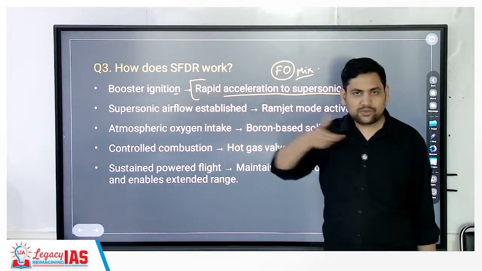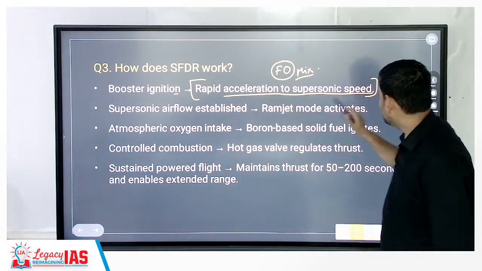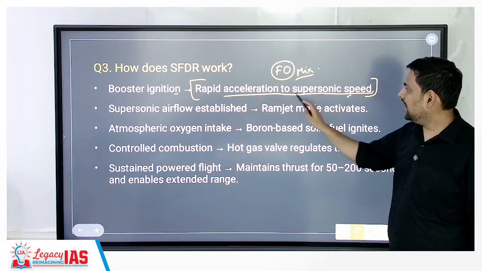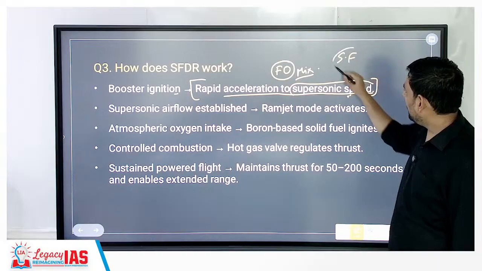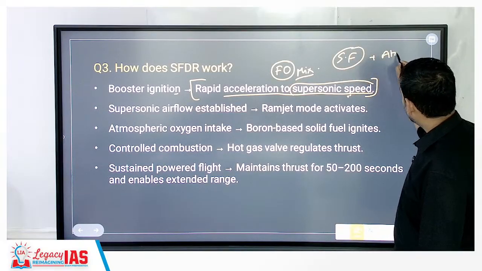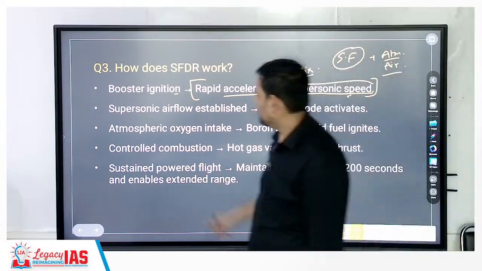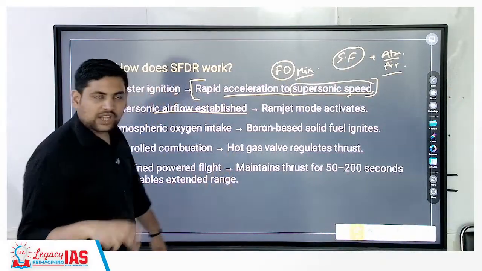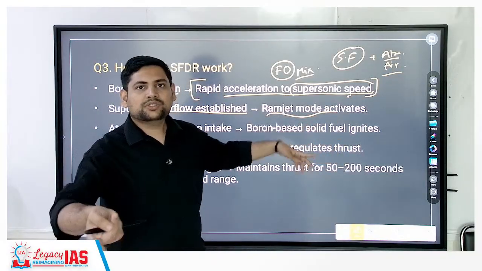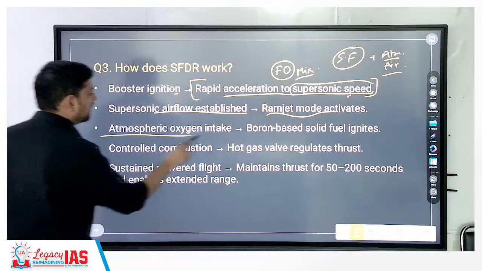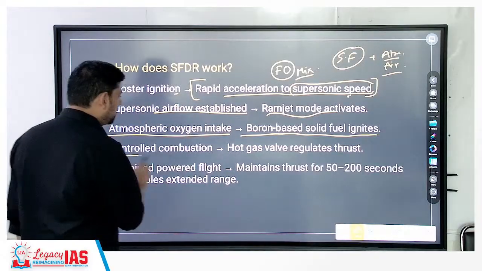because otherwise the air won't flow inside it, correct? So first it reaches some amount of speed. Once it reaches this supersonic speed, then it starts using its solid fuel plus the atmospheric air. Then the system starts. Okay, so now supersonic airflow is established. Now what will happen? Ramjet mode activates, correct? Now it will start using the air flow. So atmospheric oxygen intake, boron based solid fuel will ignite in controlled combustion.